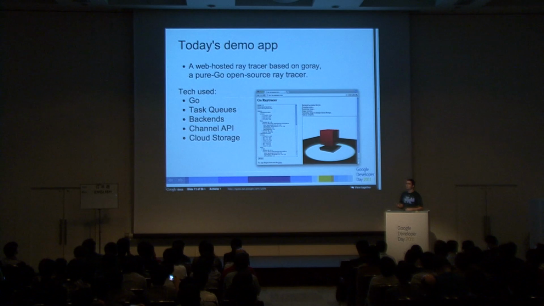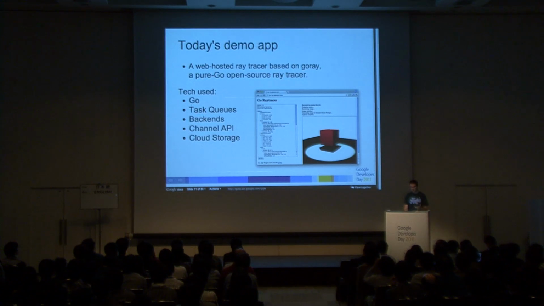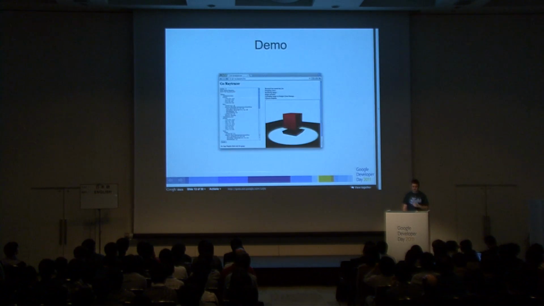So the app that I'm going to demonstrate today is a ray tracer that is based on a pure Go open source ray tracer. This is somebody else's library, and I've written a web front end to it that takes a scene description and then uses App Engine to render an image and send it back to you. The tech I'm going to use is Go, task queues, backends, the Channel API, and Cloud Storage.